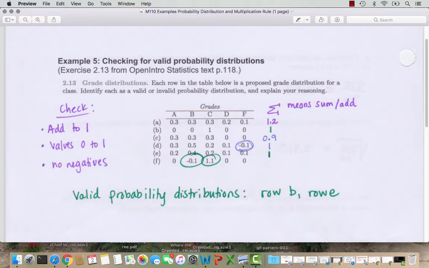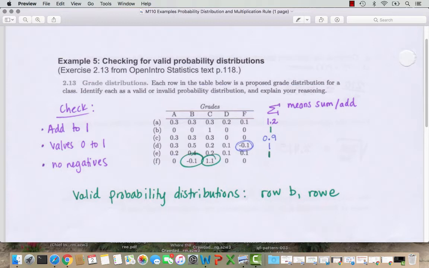Choice B in the second row has no students getting A's, no students getting B's, all students getting C's, and no students getting D's or F's. So you wouldn't necessarily want to be in this class, but the sum is 1, all values are between 0 and 1, and there's no negatives. So row B is actually a valid probability distribution.